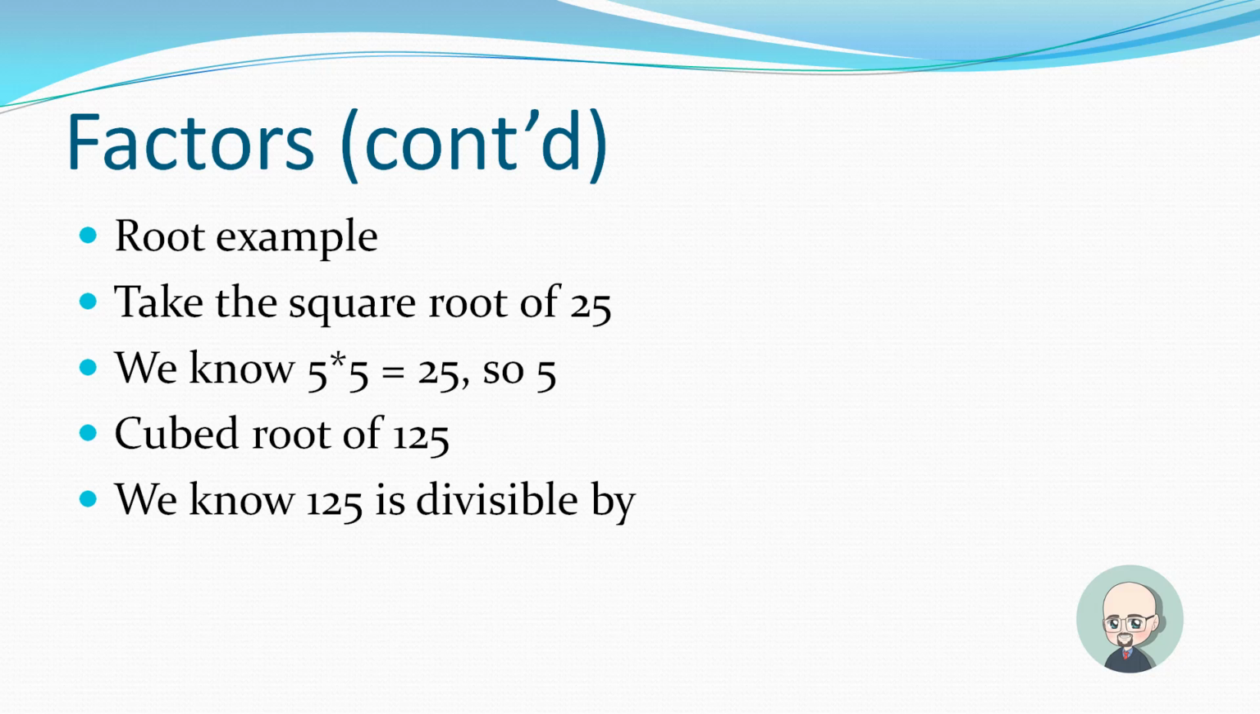So if we divide 5 into 125, we get 25. So 5 and 25. And 25, we know, is 5 times 5. So 5 times 5 times 5 is 125. So the cube root of 125 is 5.